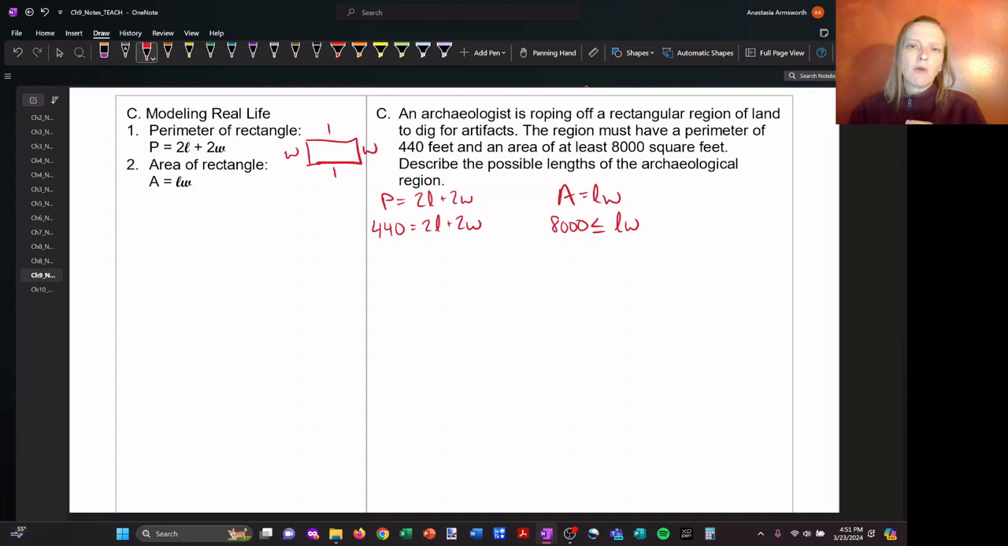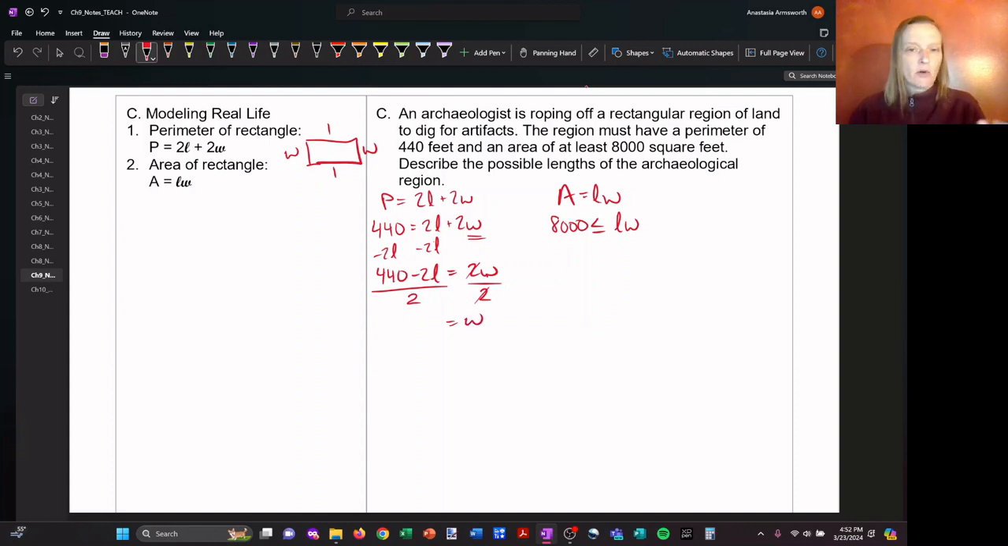So what I'm going to do is rewrite one of these variables in terms of the other. So I'm going to solve for W. I want to get W all by itself on one side of the equation. I could have chosen length, but I've just randomly chosen width. So I'm going to subtract 2L from both sides of the equation, and I'm going to get 440 minus 2L equals 2W. And I still don't have W all by itself. I want to divide by 2. If I divide both sides of the equation by 2, then I'll have W all by itself.